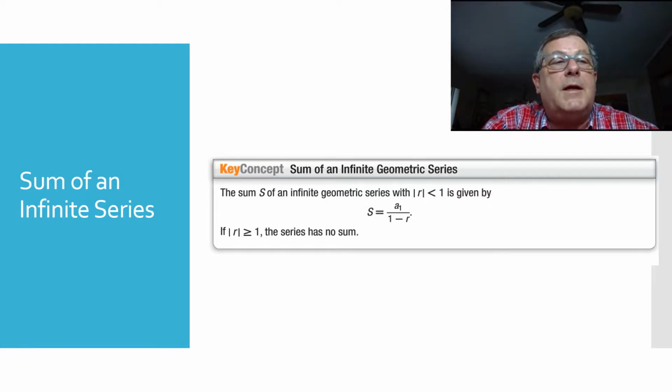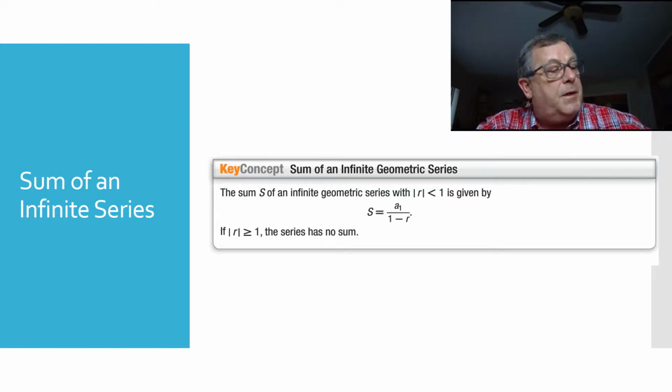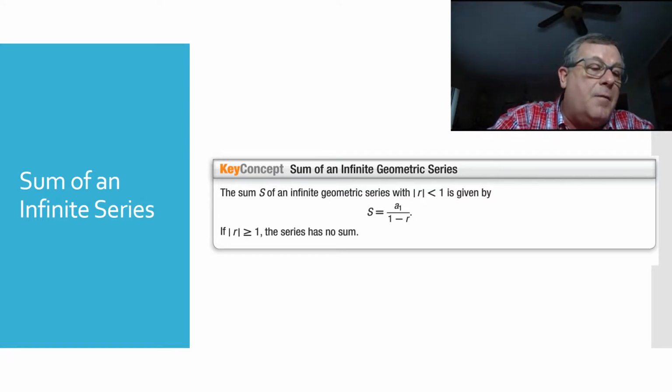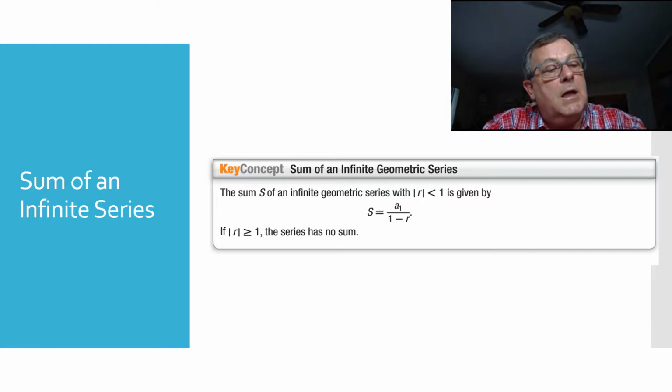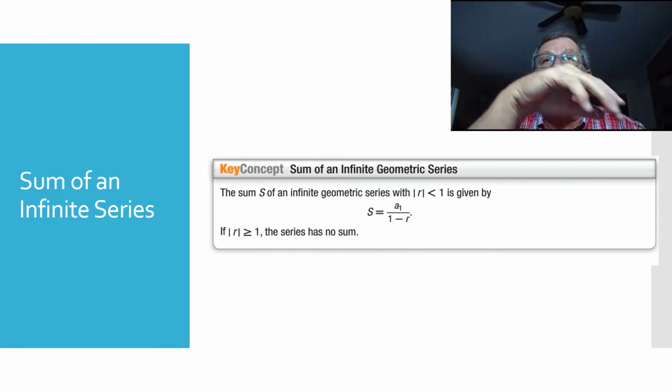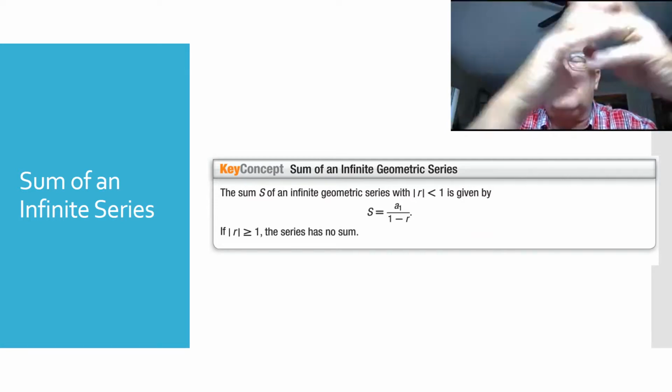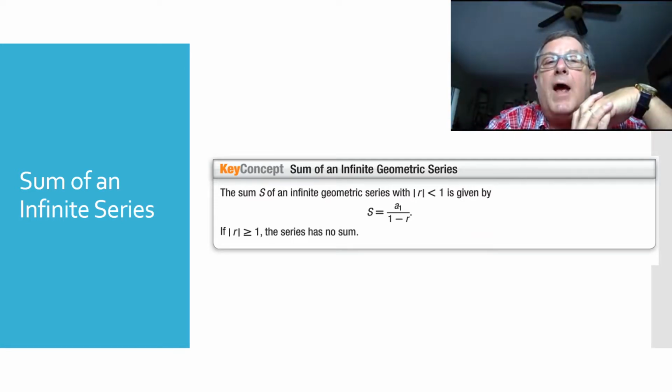All right, well, we've looked at convergent and divergent series. Convergent series being one where the absolute value of the common ratio is less than 1, and a divergent series being a series where the absolute value of the common ratio is greater than or equal to 1. Now we're going to move ahead and we're going to be calculating the sum of an infinite series.